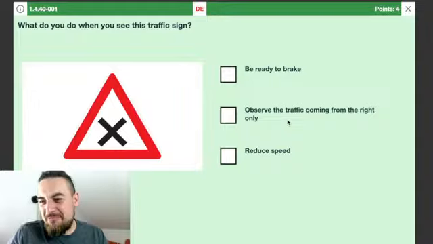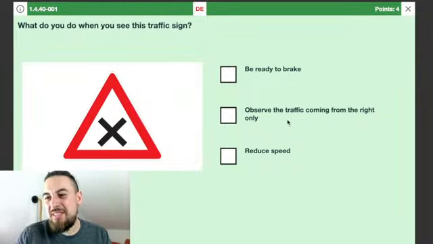The 30. What do you do when you see this traffic sign?